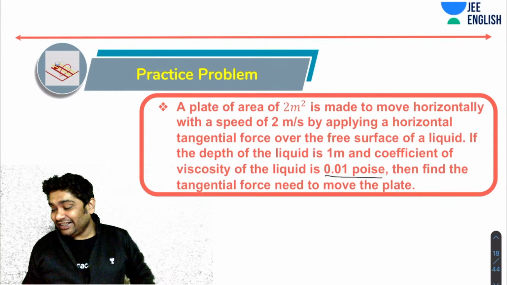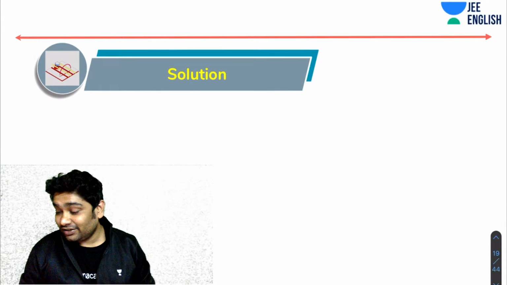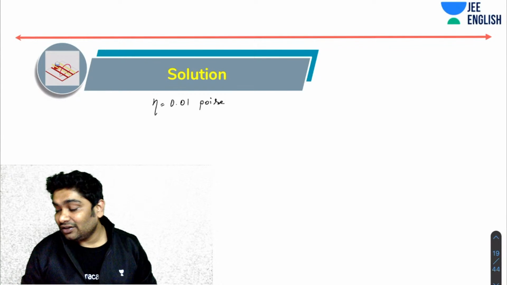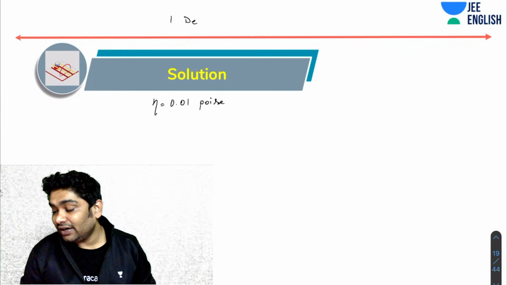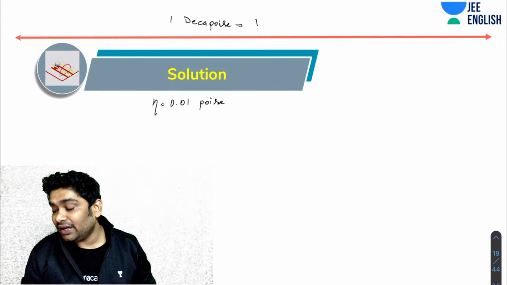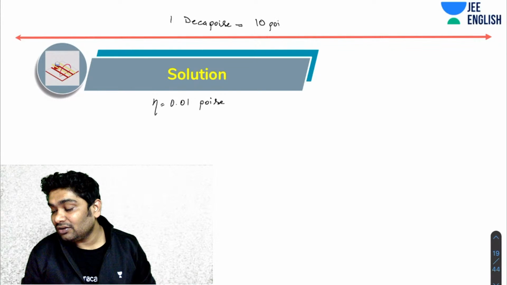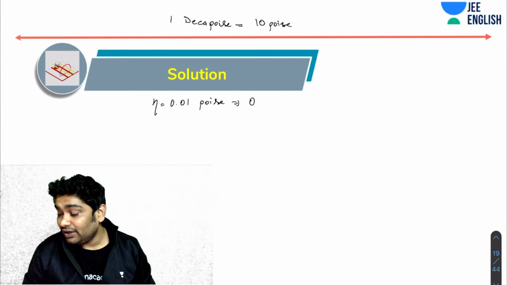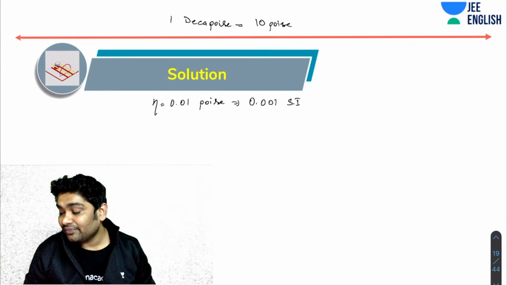Okay, let's see. What is decapoise, by the way? So neta is 0.01 poise. Now 1 decapoise, deca means 10. 1 decapoise equals 10 poise. So the SI unit of this is 0.001 SI.